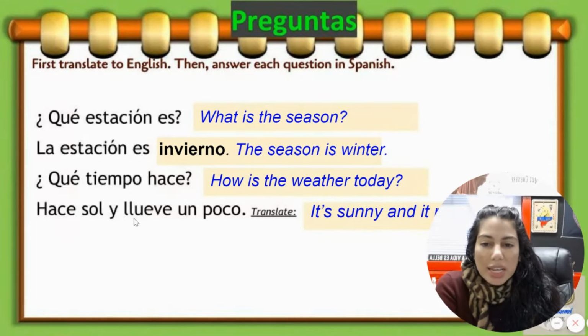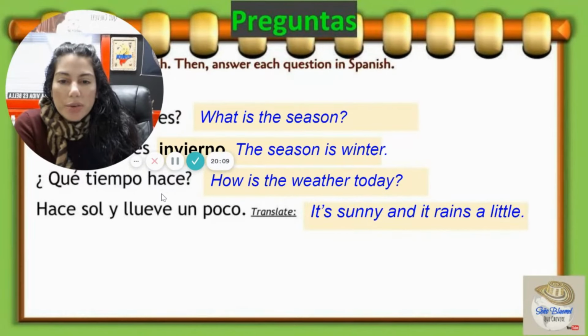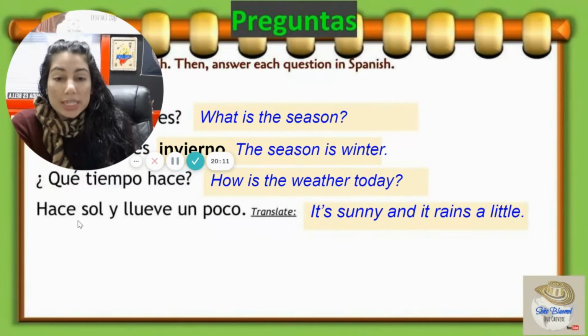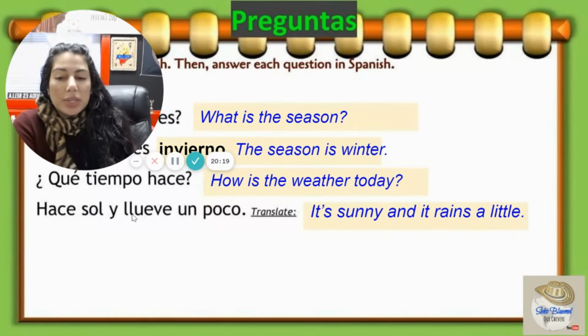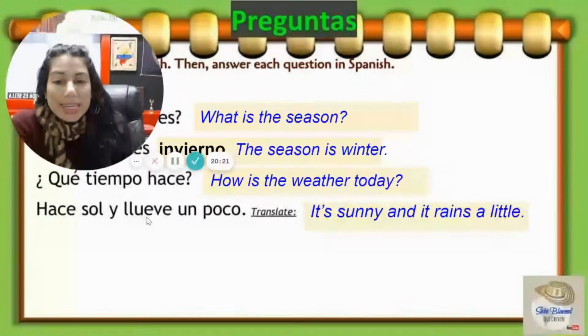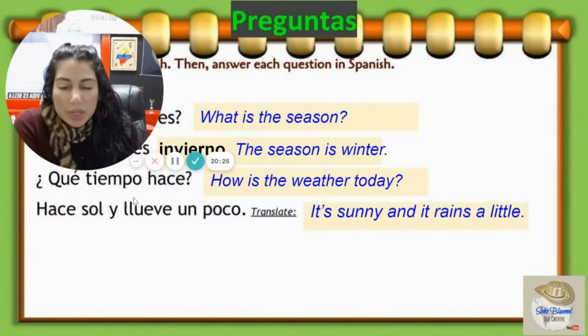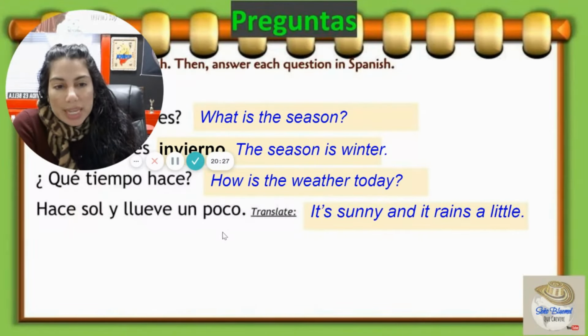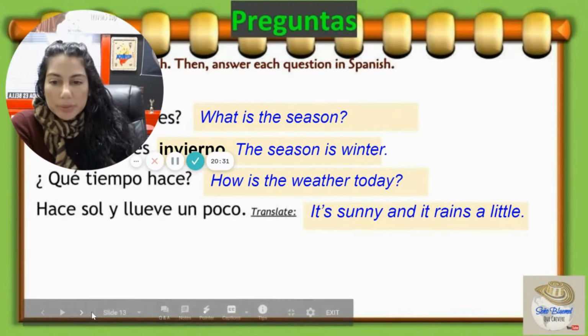Hace sol y llueve un poco. So hace sol is it's sunny, and llueve is a verb that is being conjugated. So this llueve means it rains, but it also means it is raining. And un poco is a little. So hace sol y llueve un poco.